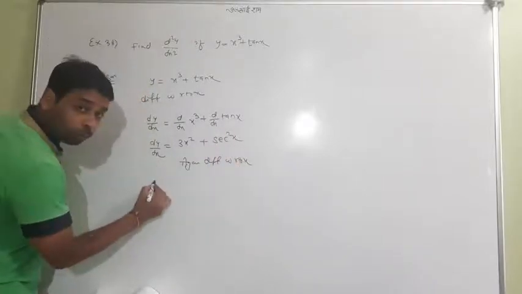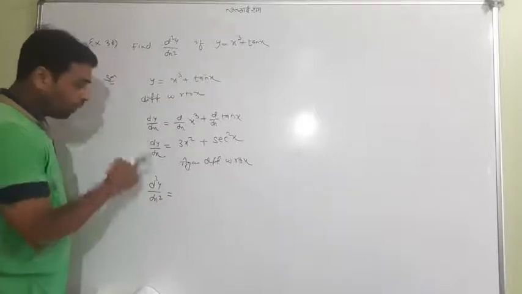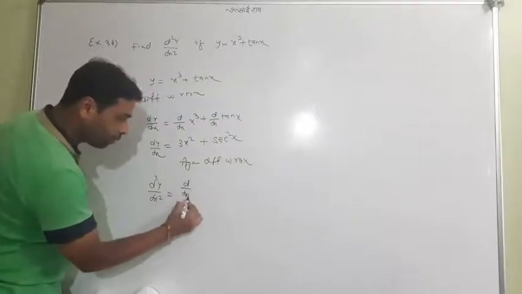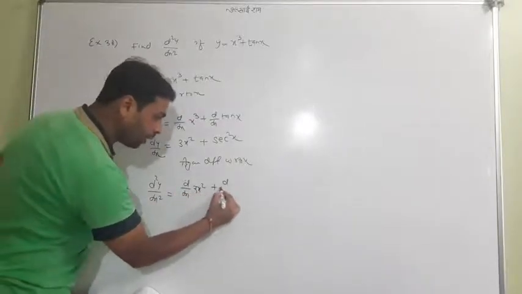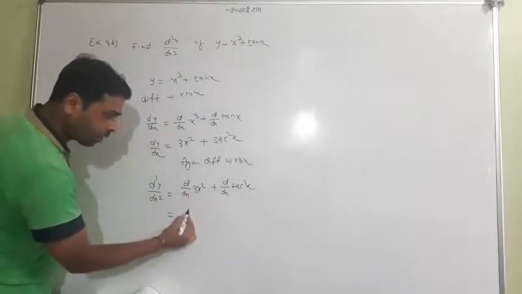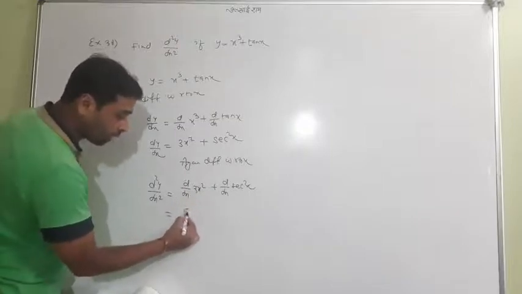You will write that only directly d square y by dx square. Or if you are writing y1, you will write y2. Okay, d by dx of 3x square and d by dx of sec square x. Now it is giving the answer. 3 is a constant value. So x square has a differentiation 2x. So 2 3s are 6x.